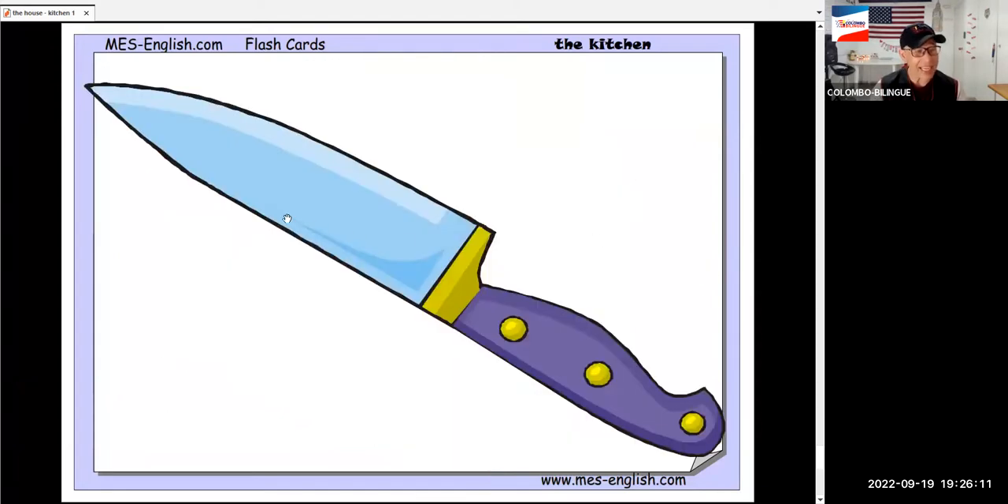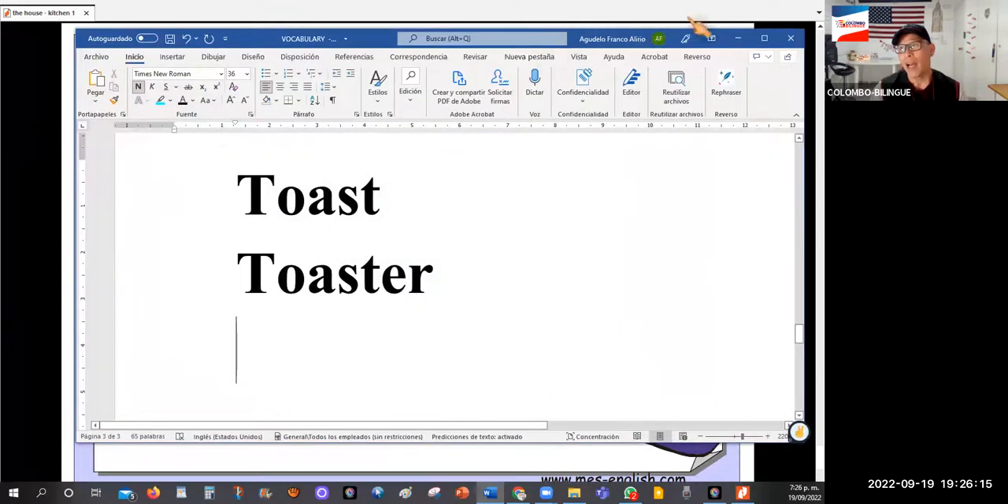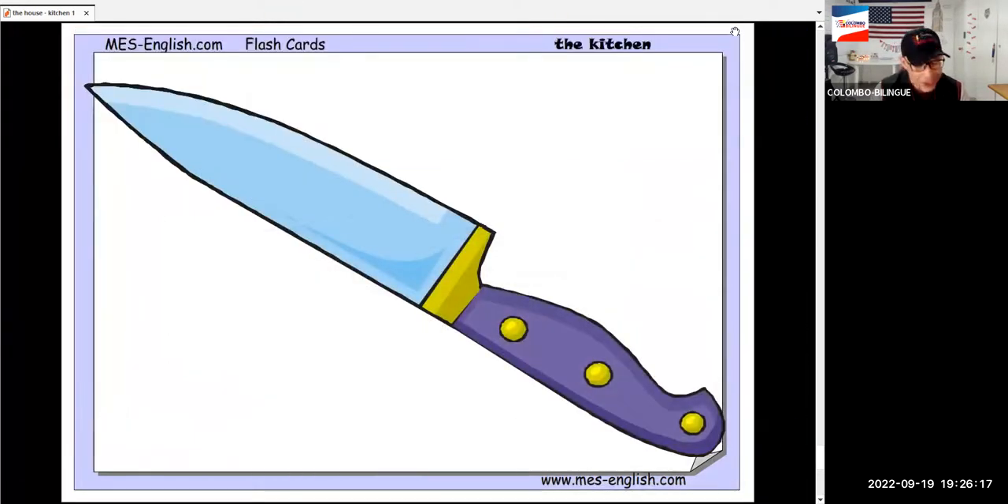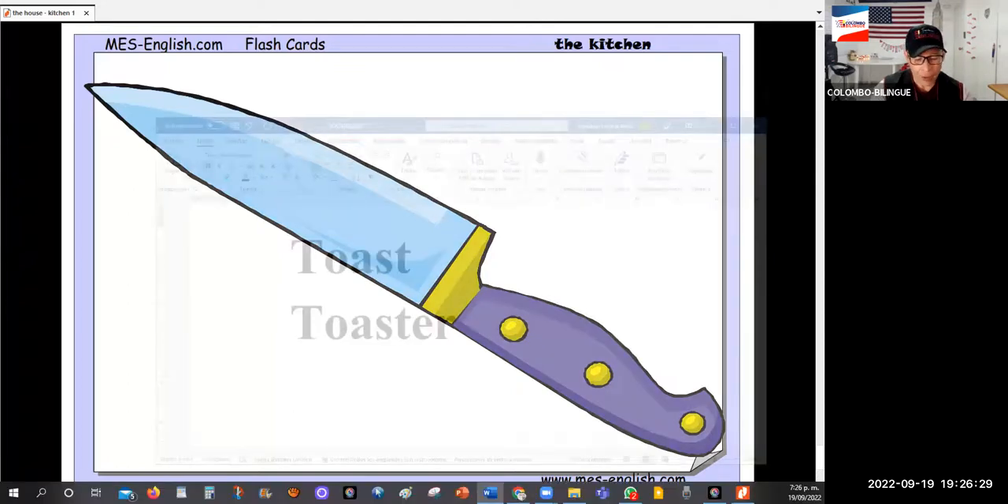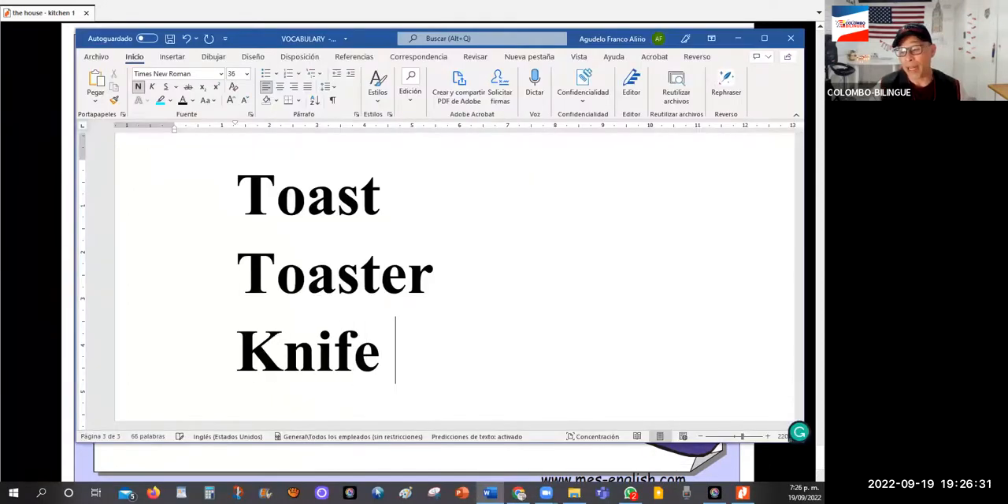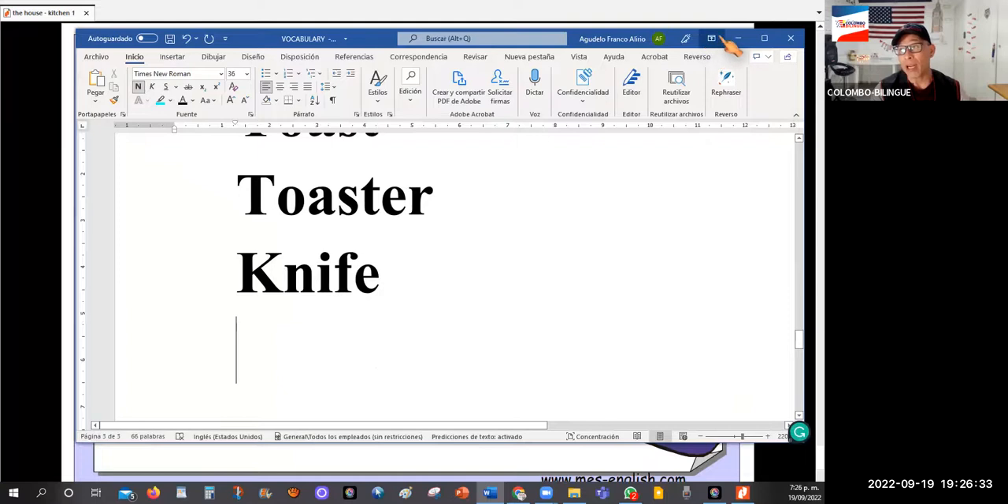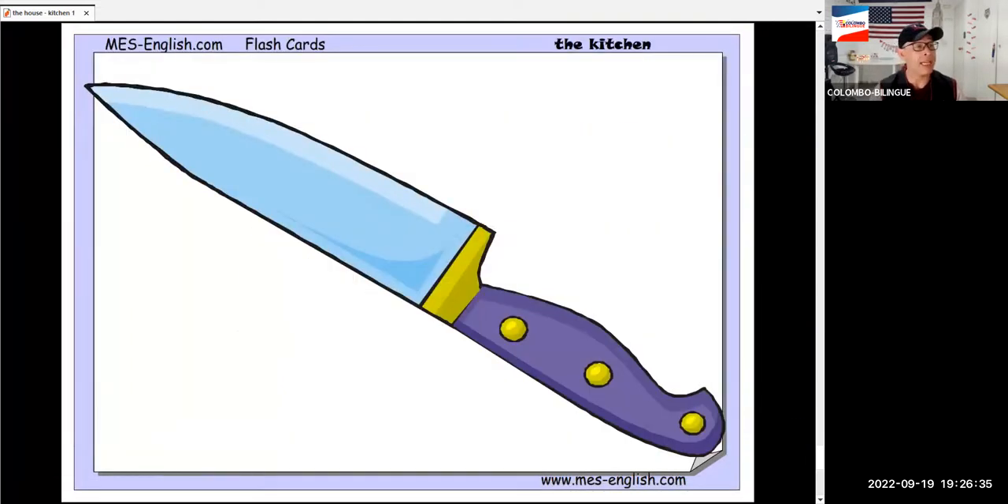Okay, and this one, let's say that is one of the most famous tools used in the kitchen for any chef. And sometimes there are good ones that use it very, you know, skillfully. Okay, this is a knife. Okay, algunos chefs lo utilizan de manera muy habilidosa para hacer cortes de peces y cosas increíbles. All right, is this one.